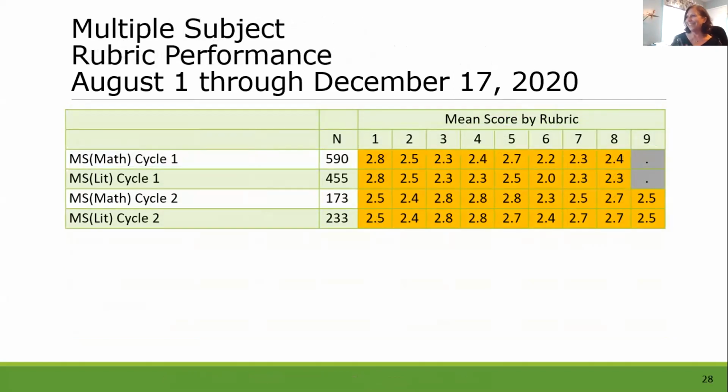Moving on to look, drilling down further by rubric, how are our candidates doing? And as we look here closely at multiple subjects, cycle one and cycle two rubrics, we have a consistent lowest performance around rubric six. In cycle one, rubric six has some key components, one of which is addressing next steps for learning the content. And for cycle two, rubric six is around self-assessment. And there are several components that must be addressed in cycle two for rubric six in self-assessment.